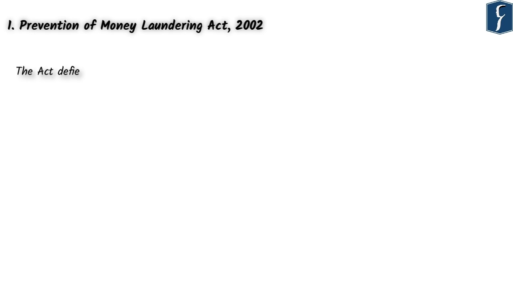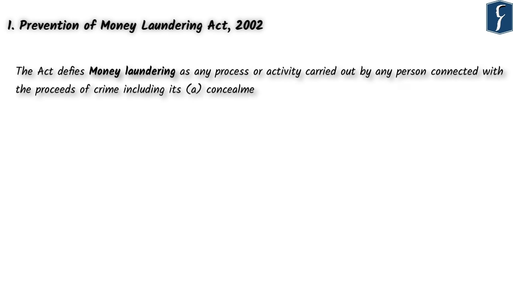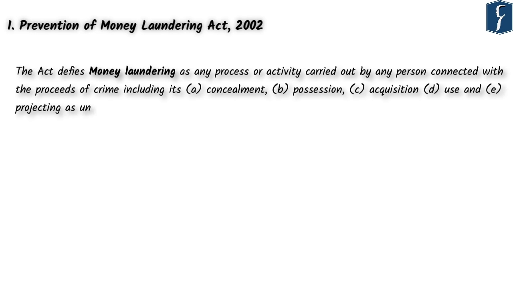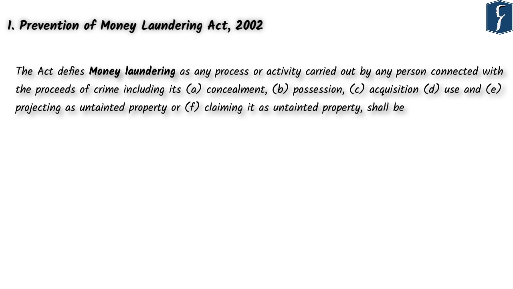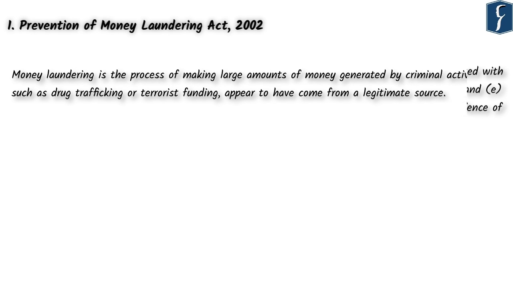The act defines money laundering as any process or activity carried out by any person connected with the process of crime, including its concealment, possession, acquisition, use, and projecting or claiming it as untainted property, shall be guilty of offense of money laundering. Money laundering, basically in simple terms, is the process of making large amounts of money generated by criminal activity appear to have come from legitimate source.